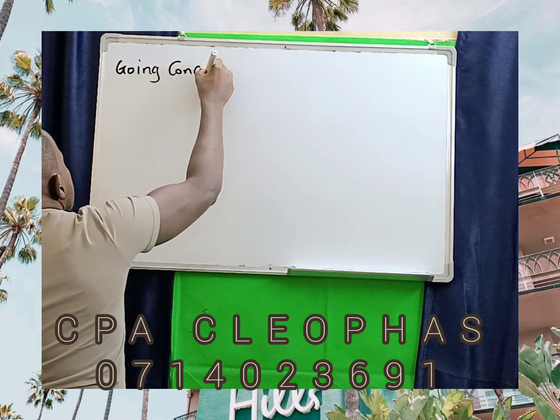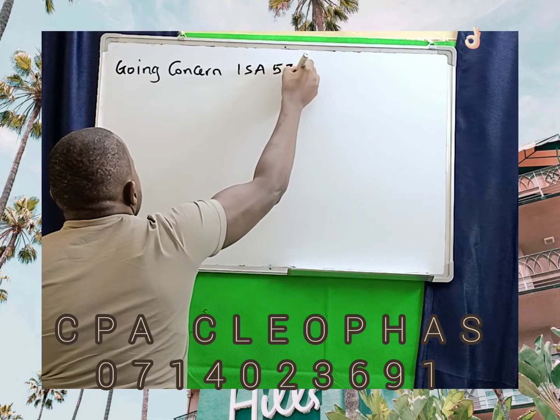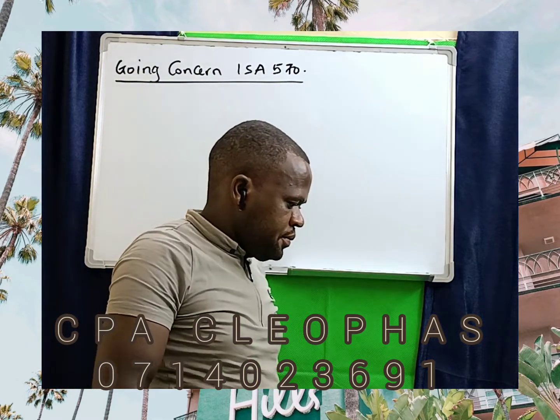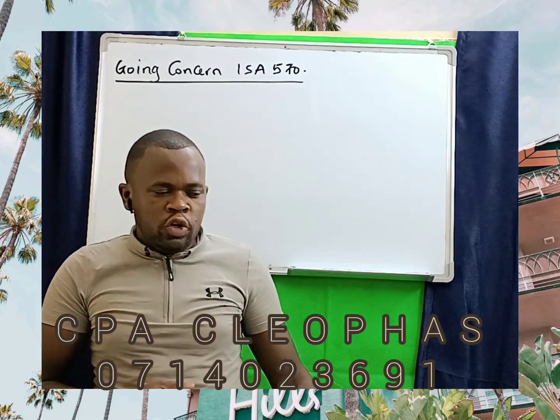Going concern. ISA 570 talks about going concern. So it's important to understand first what is going concern.